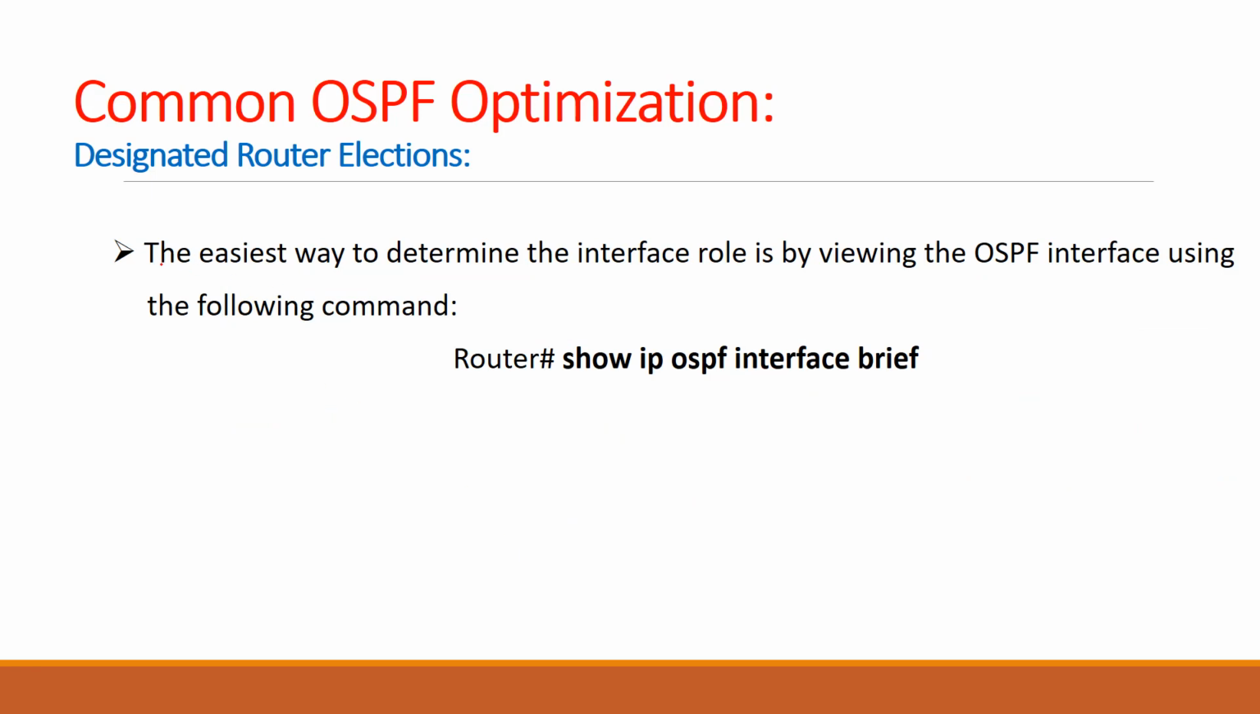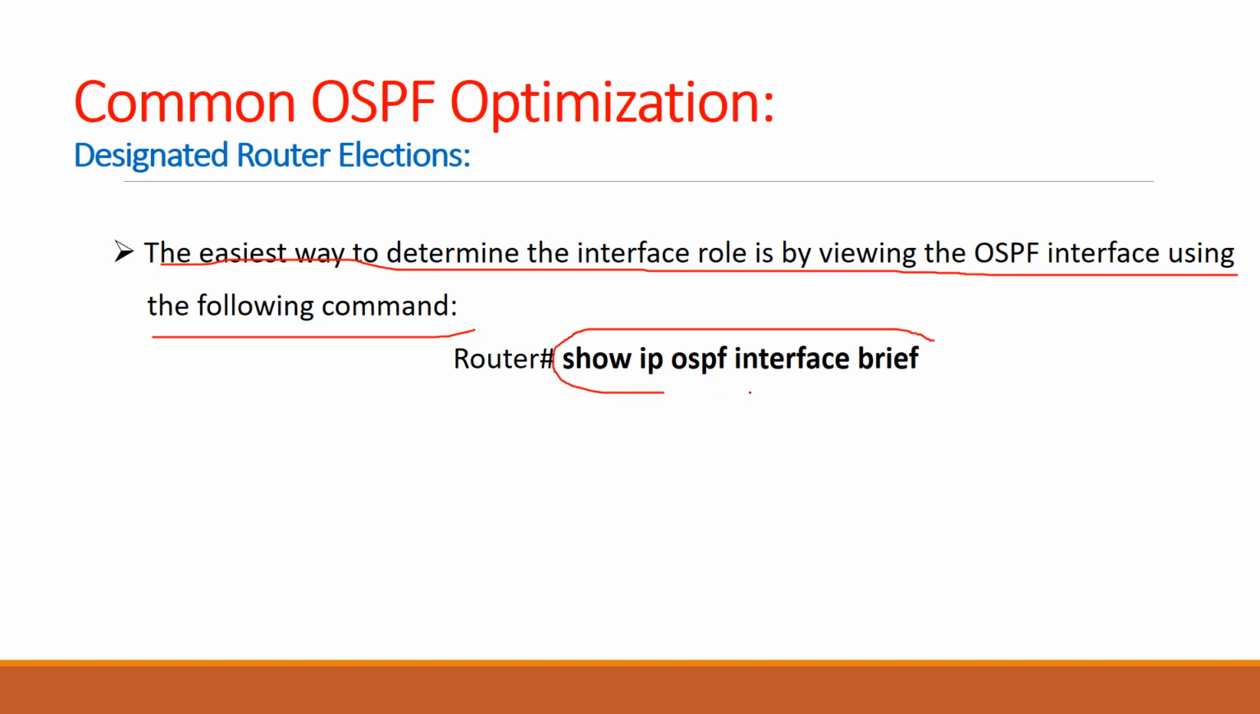So the easiest way to determine the interface role is by viewing the OSPF interface using the following command, as we did in the configuration, show ip ospf interface brief. It will tell you which router is the DR, which router is the BDR, and which router is the DR other.